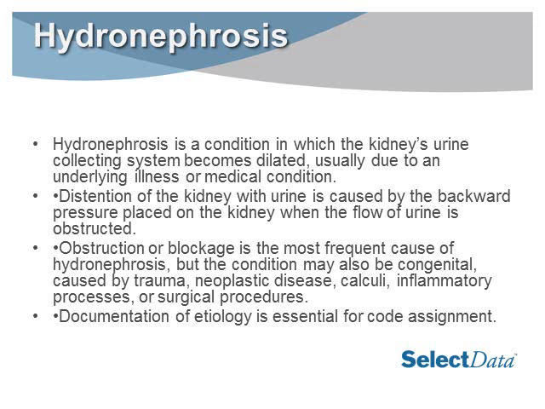If your patient has hydronephrosis, it's a condition in which the kidney's urine collecting system becomes dilated, usually due to an underlying illness or medical condition. Distension of the kidney with urine is caused by the backward pressure placed on the kidney when the flow of urine is obstructed. Obstruction or blockage is the most frequent cause of hydronephrosis, but the condition may also be congenital, and it may also be caused by trauma, neoplastic disease, the presence of calculi, inflammatory processes, or due to surgical procedures, and documentation of the etiology is essential for correct code assignment.